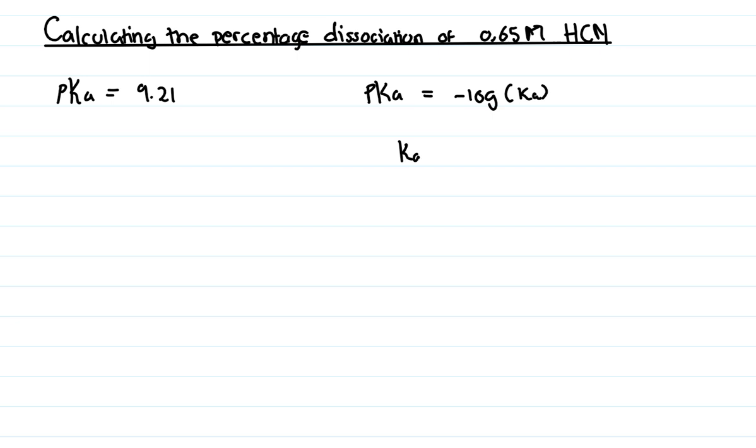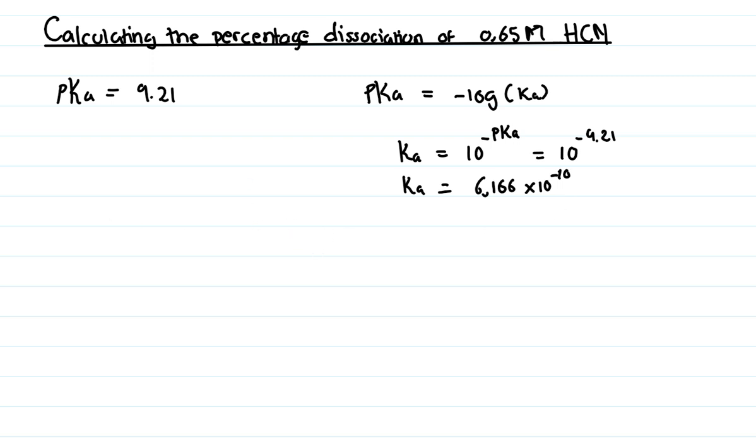So Ka is equal to 10 to the power of negative pKa, which is equal to 10 to the power of negative 9.21. And Ka is now equal to 6.166 multiplied by 10 to the power of negative 10.